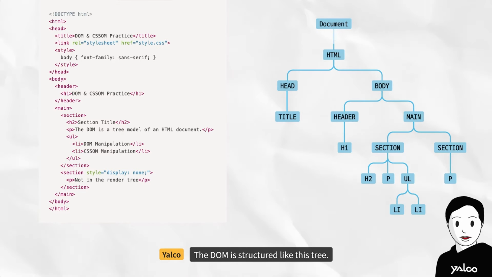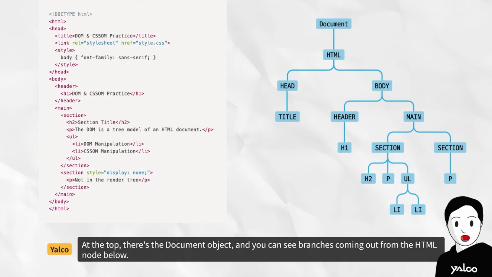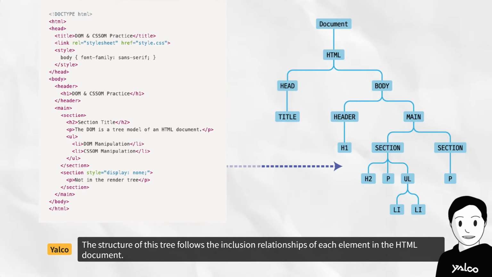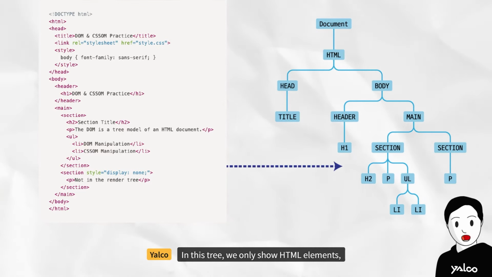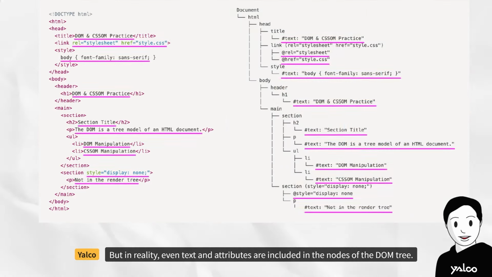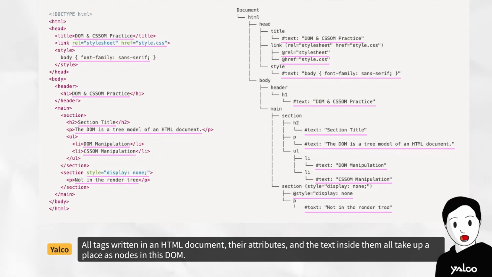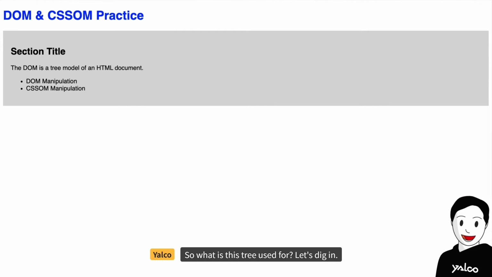The DOM is structured like this tree. At the top, there's the document object, and you can see branches coming out from the HTML node below. The structure of this tree follows the inclusion relationships of each element in the HTML document. In this tree, we only show HTML elements, but in reality, even text and attributes are included in the nodes of the DOM tree. All tags written in an HTML document, their attributes, and the text inside them all take up a place as nodes in this DOM. So what is this tree used for?